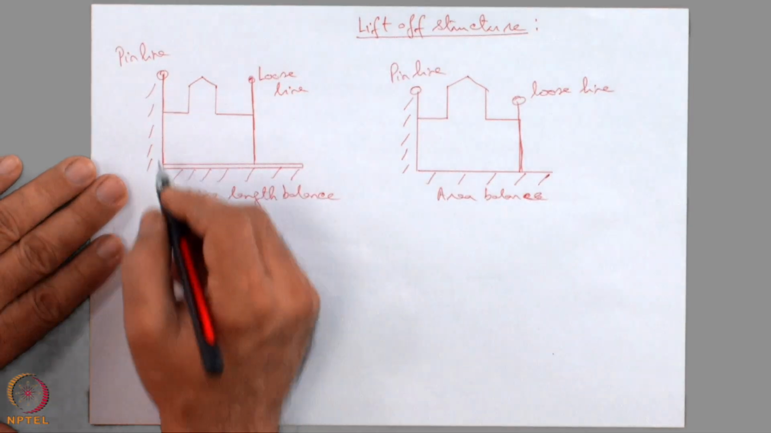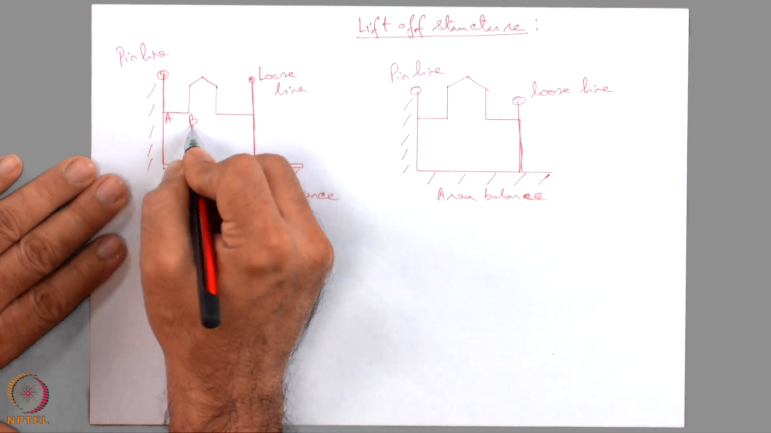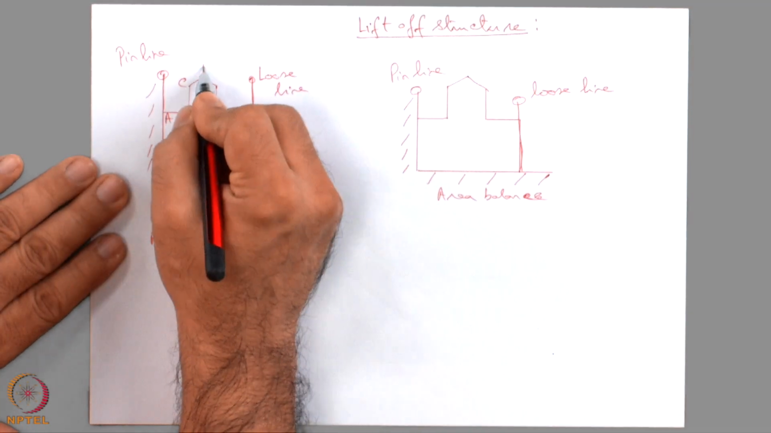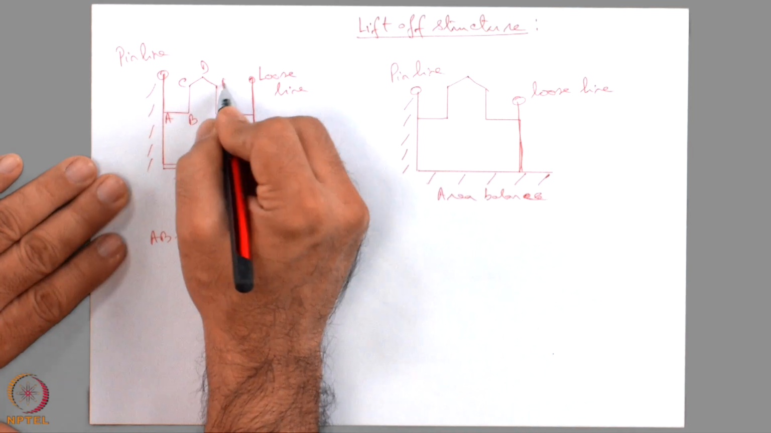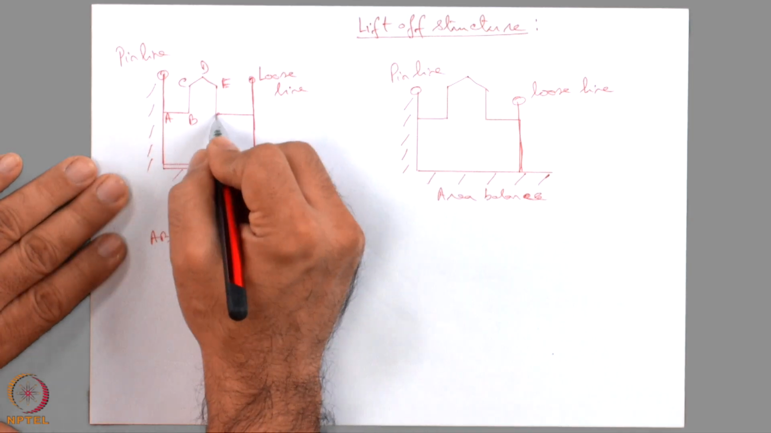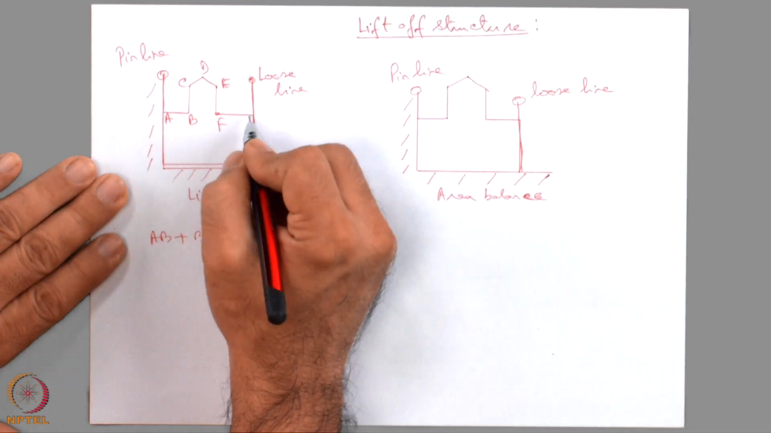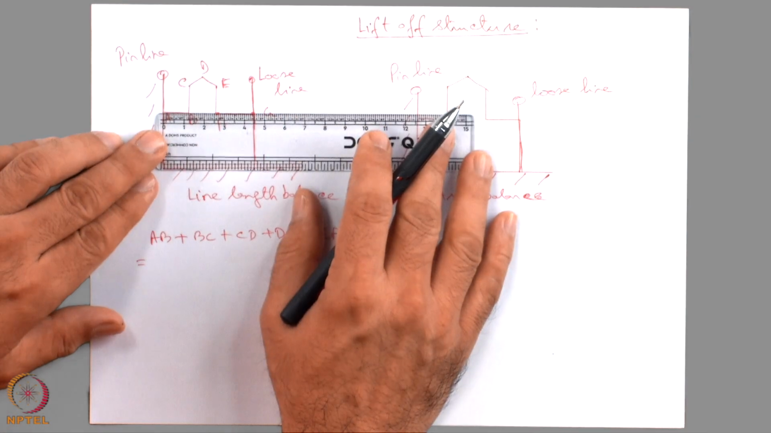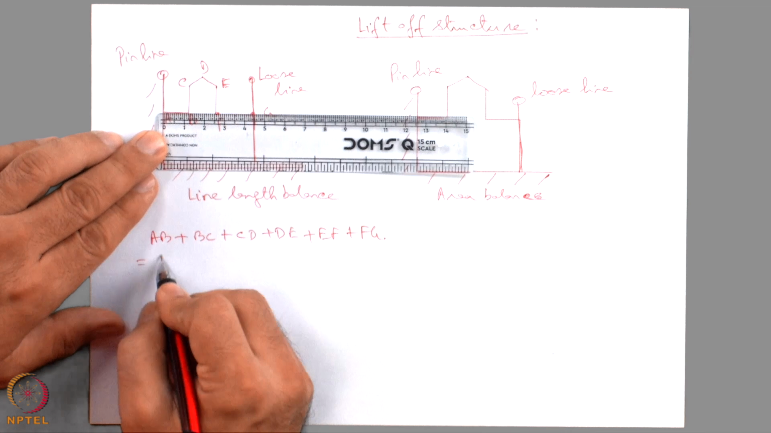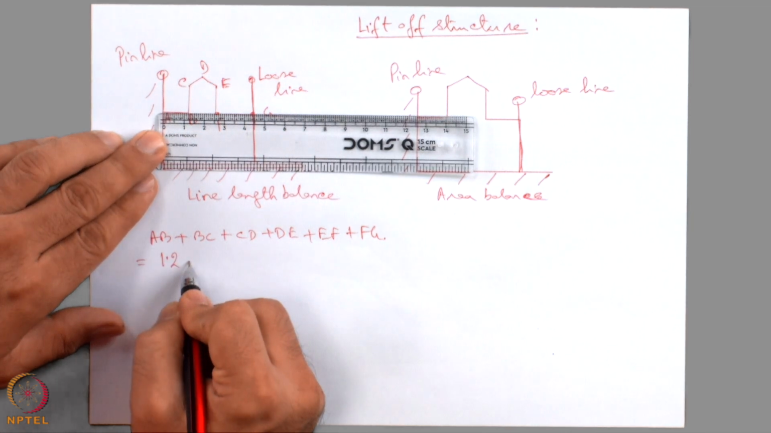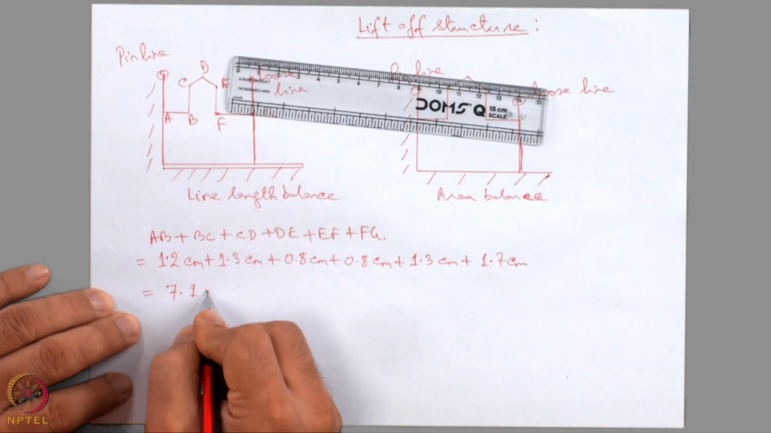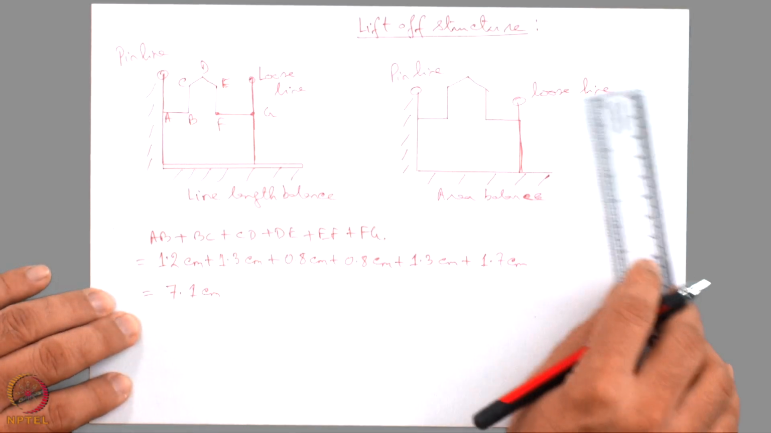To apply the line length balance, I need to find out the AB length, add with the BC length, add with the CD length, add with the DE length, add with the EF length, add with the FG length. AB length in my diagram is 1.2 centimeter. The total is 7.1 centimeter.